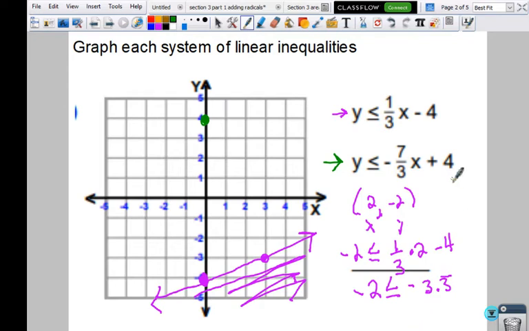Alright, go down negative 7 over 3. It's mx plus b. B is this one on the end. M is right over here by the x, which is negative 7 over 3.